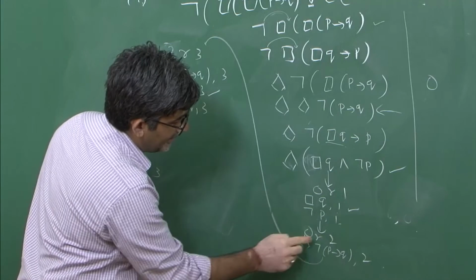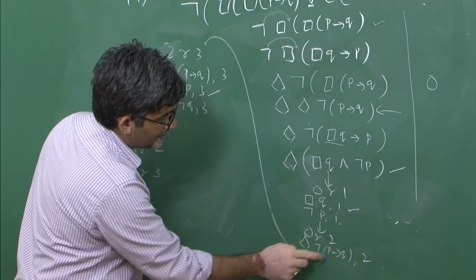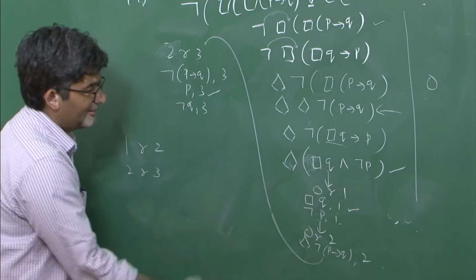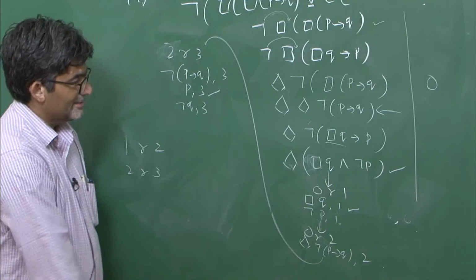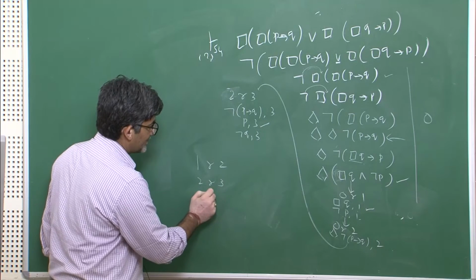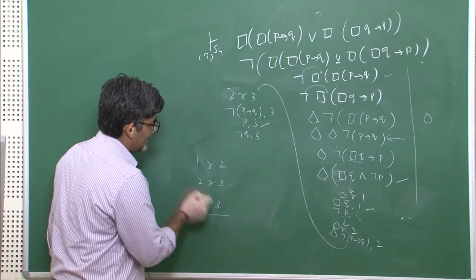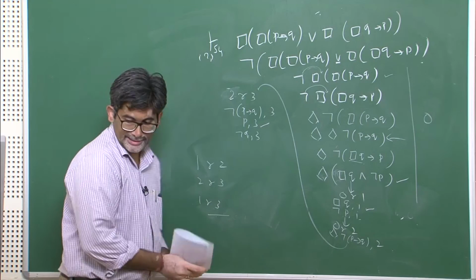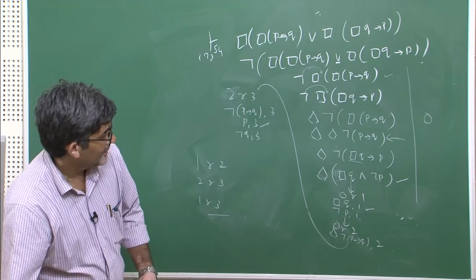0 is accessible to 1 and 0 is accessible to 2, but we don't have such a property that 1 is also accessible to 2. In that sense we don't have this particular kind of thing, so that we can say 1 is accessible to 3. So now this will serve as a counter example.